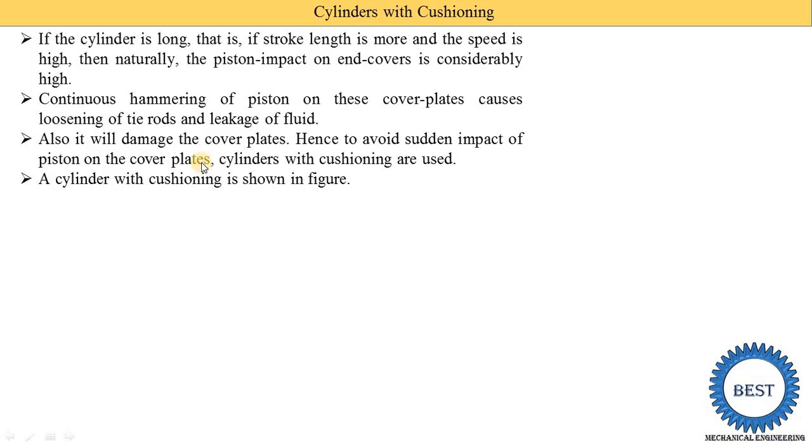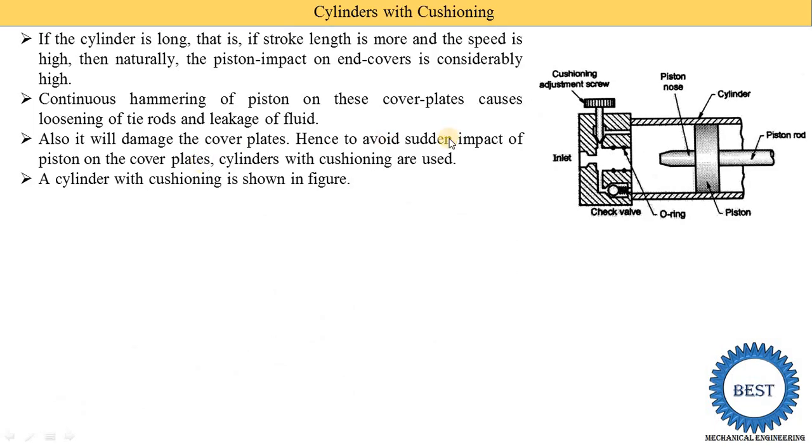Now, a cylinder with cushioning is shown in this figure. In this figure you see this portion is the cylinder, and this is the cap end side of the cylinder, this is the inlet. Here the cushioning adjusting screw is there, and here you see one additional check valve is used. Why this check valve is provided, I will discuss later on. Here the O-ring is there. This is the piston and this is the piston rod. On the left side of the piston we use the piston nose to do the cushioning effect.